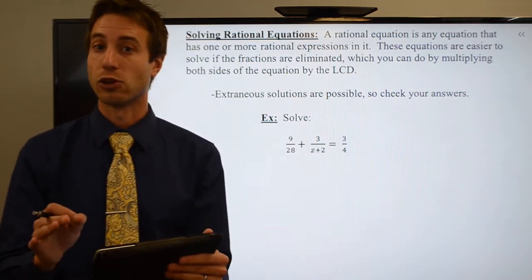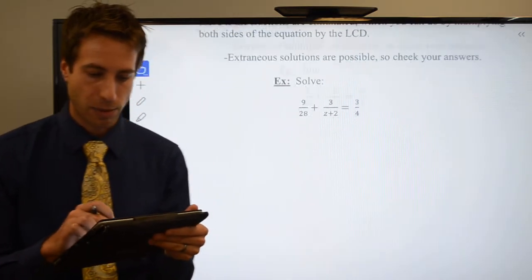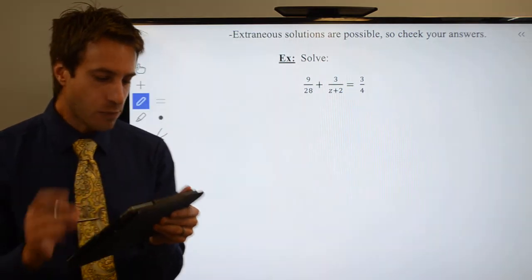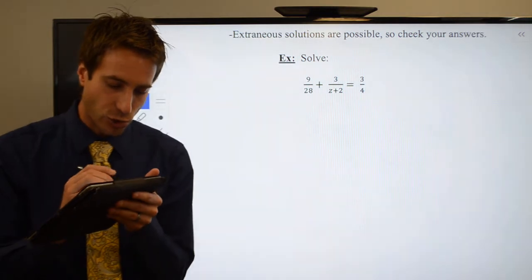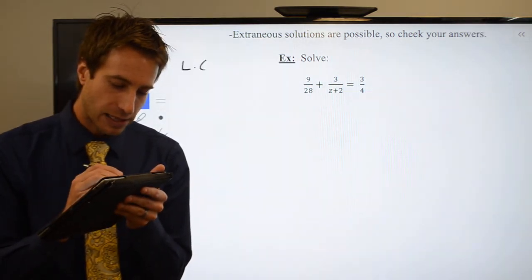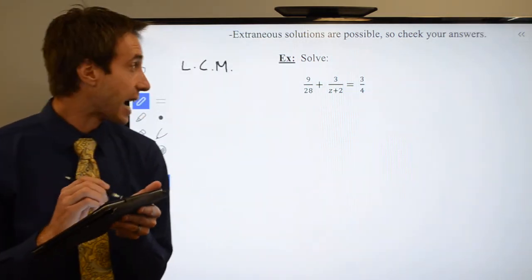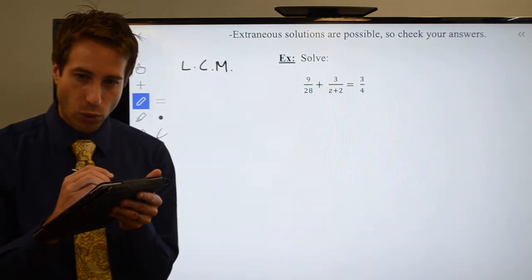Let's take a look at how this works in this first example problem. Like I said, we're going to pull that idea of LCM from Chapter 8, Section 2. So let's find the LCM for these terms. All right, so the LCM for 28.